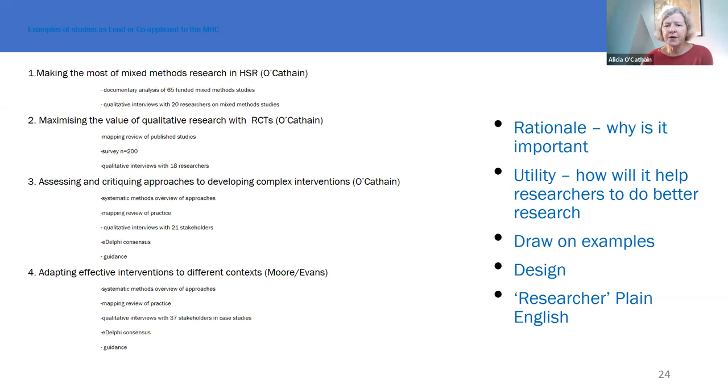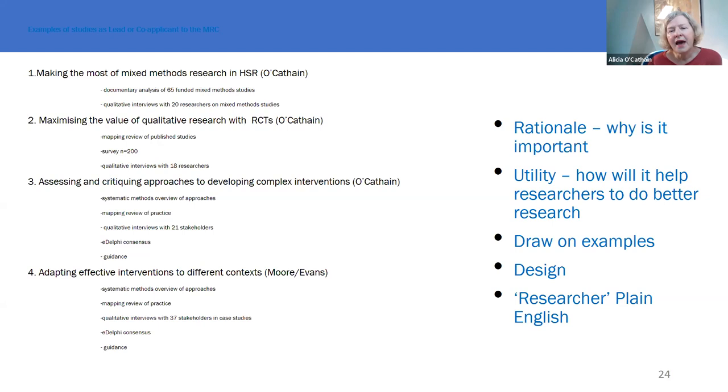So on the right-hand side of the slide, I just want to address a few issues about this kind of work. I think HSDR stands for, it's changed its name. It used to be Health Services Delivery Research. That's now Health and Social Care Delivery Research. Thank you.